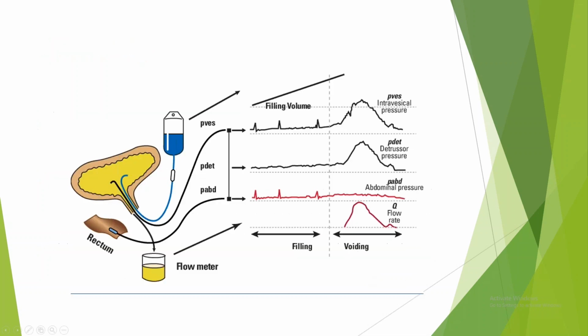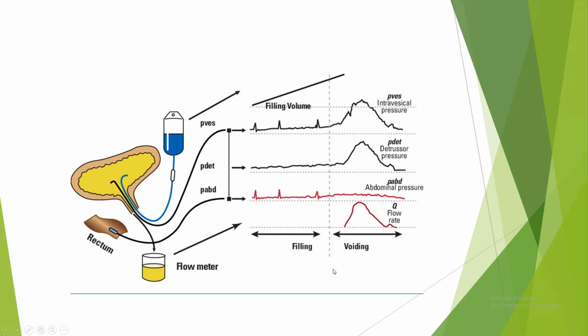Can you see this? So this is the feeling catheter in the bladder. This is the flow meter. This is the pressure catheter, which will denote the bladder pressure. So this is during the feeling phase. This is during the voiding phase.